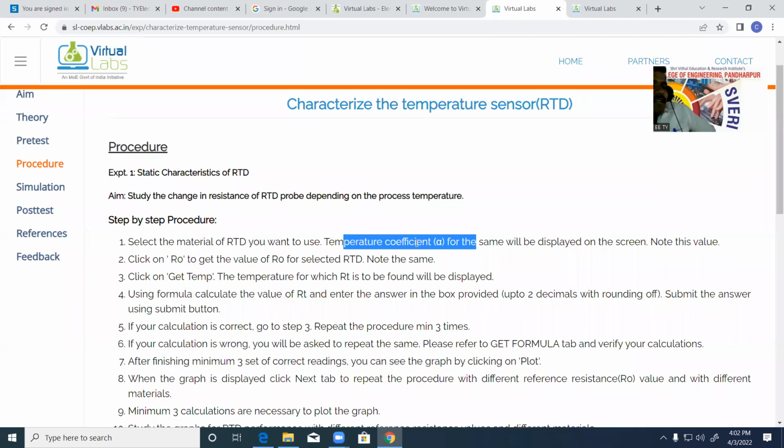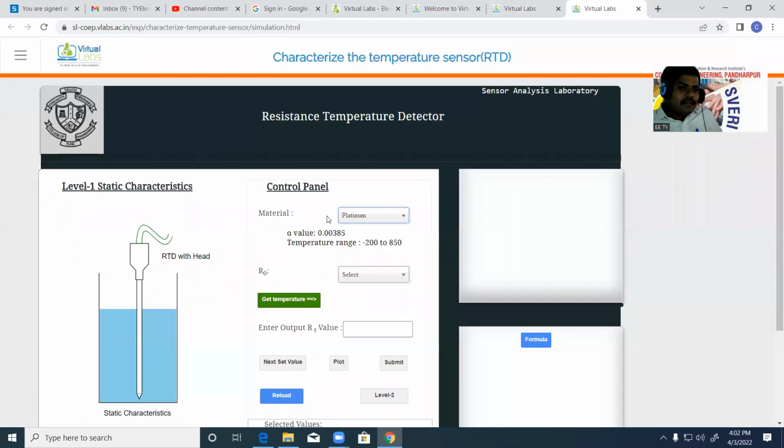The temperature coefficient alpha is displayed on the screen for the same material, and note this value because we want to use it for calculation. See, we selected platinum material, so the alpha value is displayed. It is 0.00385. The temperature range is nothing but 200 to 850 degrees Celsius.